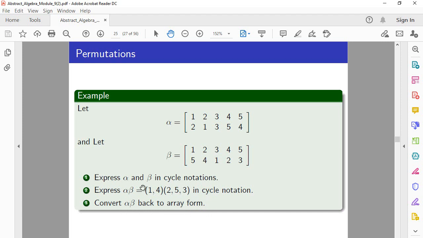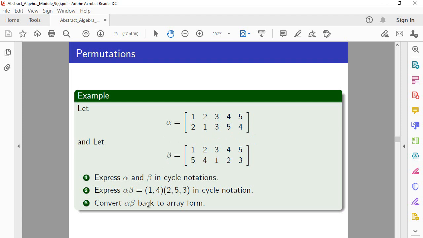Well, if you look at alpha, then 1 goes to 2, 2 goes to 1, so that's going to give us a cycle of length 2. 3 goes to 3, so we don't have to write that, and then 4 goes to 5, 5 goes to 4, so we get a cycle (1 2) and a cycle (4 5). So alpha is basically a product of 2 disjoint cycles. One of them has 1 and 2, the other one has 4 and 5. And then similarly, you can express beta as a product of cycles, and then you can multiply them.